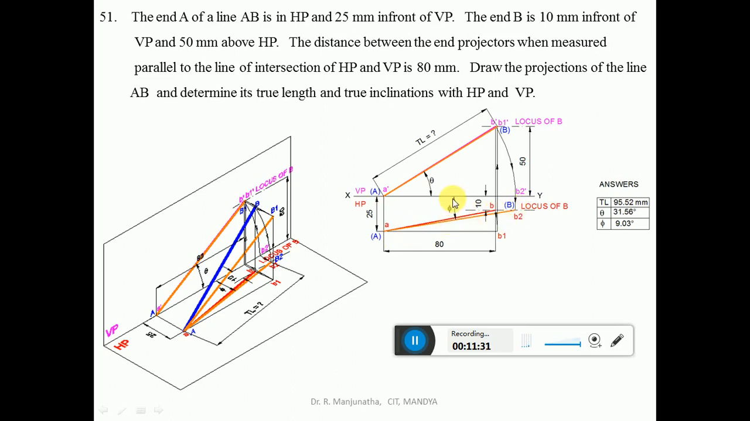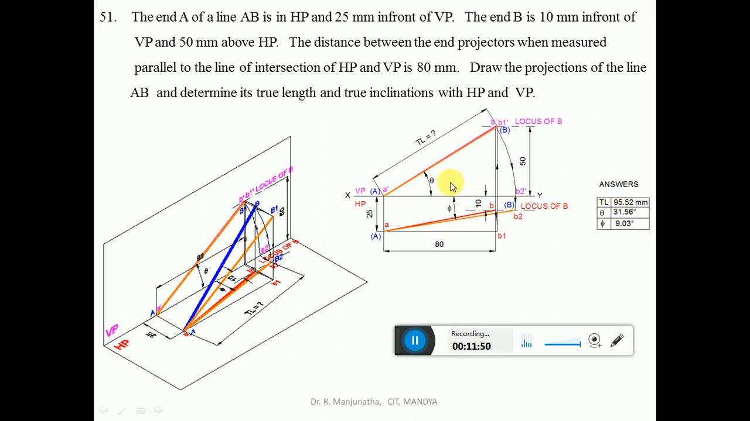So the inclination made by this line with respect to VP is called phi. So this is the phi. By using the scale, you measure the true length, which will be the same in both the front view and the top view, which will be 95.52 mm when you are doing it in computer. When you are doing it manually, it will be 96 mm.